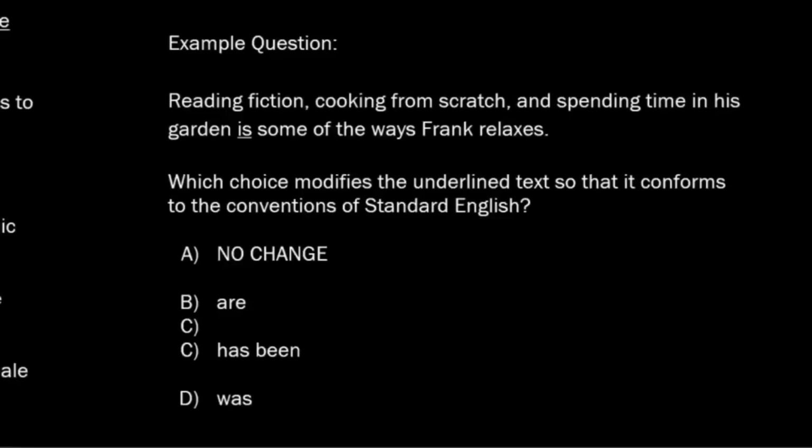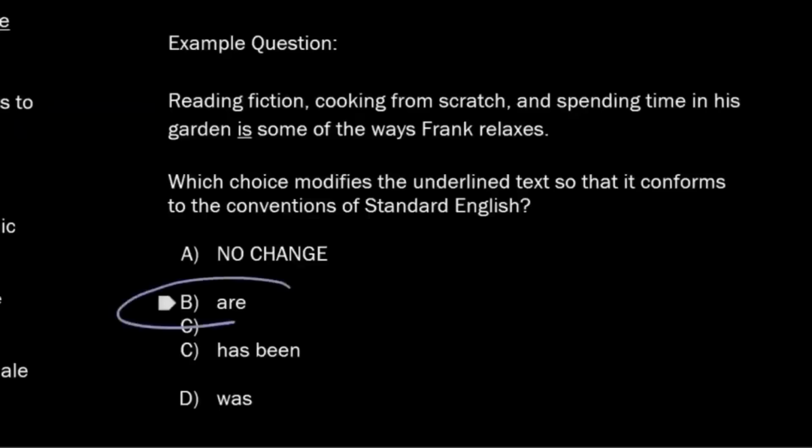Now let's take an example question here. Reading fiction, cooking from scratch, and spending time in his garden is some of the ways that Frank relaxes. No, it doesn't make sense. Just think about it in your brain for a lot of these verb things. Does that make sense? Is that the right grammar? If you are an international student and these conjugations are a little tough for you, try looking up some sort of conjugation chart and memorize that before you go any further with your subject-verb agreement. But the answer here is B.